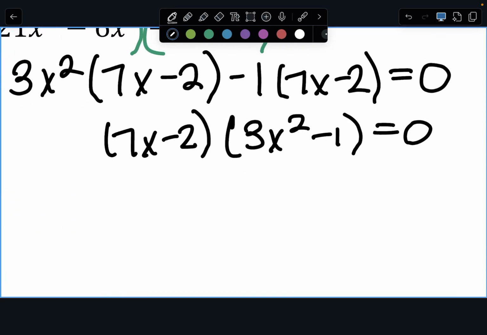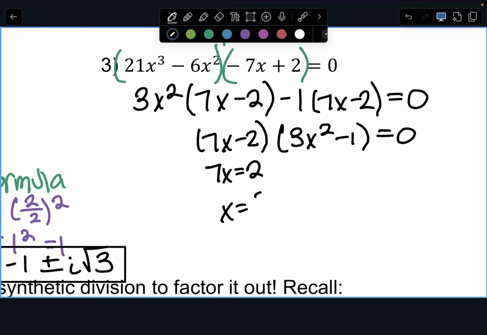This one can't because we have an exponent of 1. Oh, so we're stuck. This one's almost a difference of squares, but that 3 is kind of messing us up. We can't factor anymore. Next step is to set each factor equal to 0. So my 7x minus 2, I'm going to add the 2 over. Divide by 7. We get 2 sevenths. My 3x squared minus 1, I'm going to add the 1.